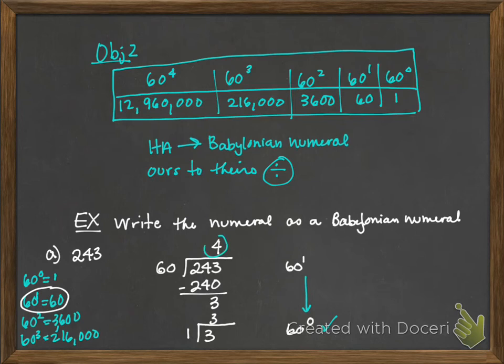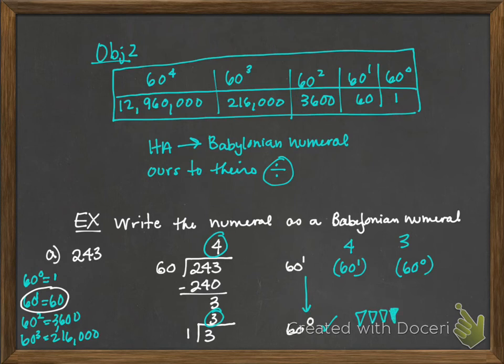So I have the value of a 4 and a 3. The 4 is in the 60 to the 1 place value system. The 3 is in the 60 to the 0 place value system. So I have to notate that in Babylonian. So 4, I notate that as 4 spikes.